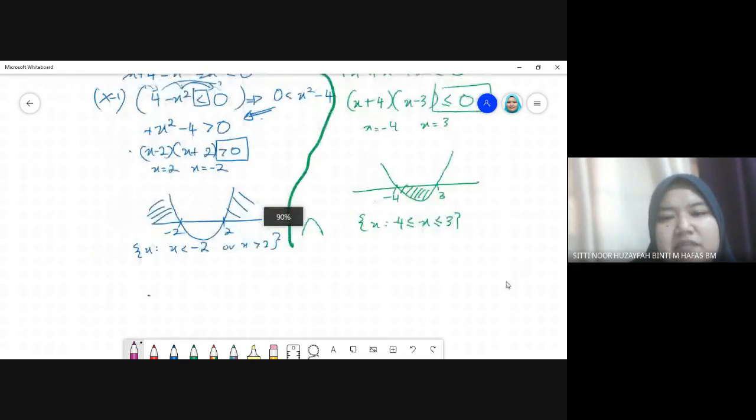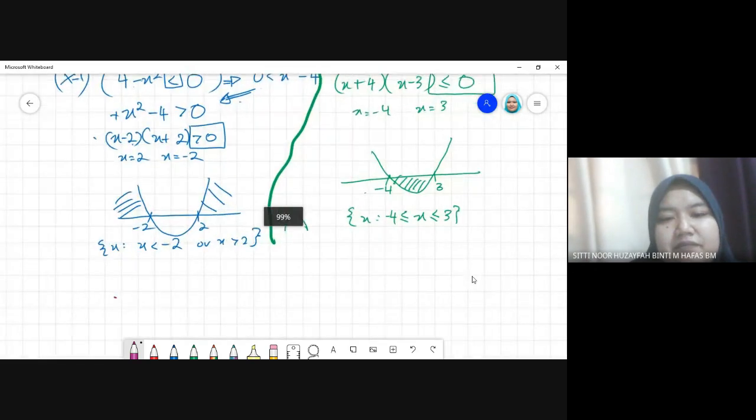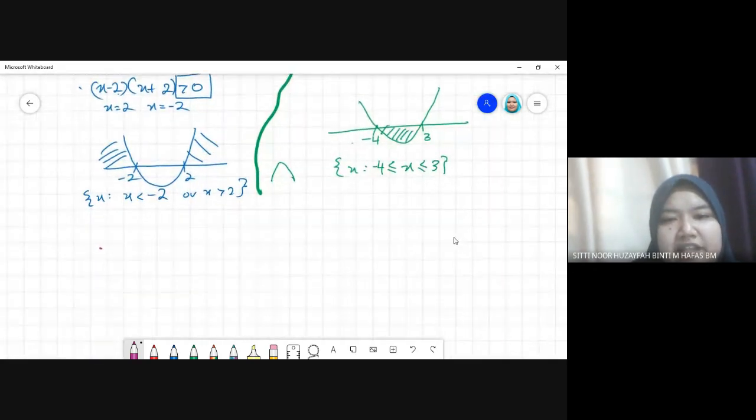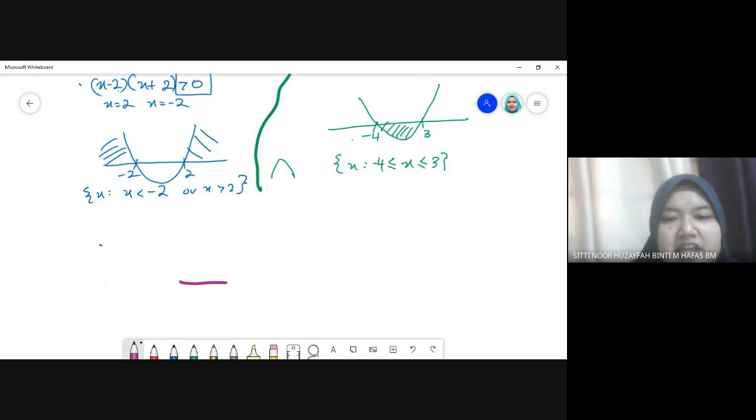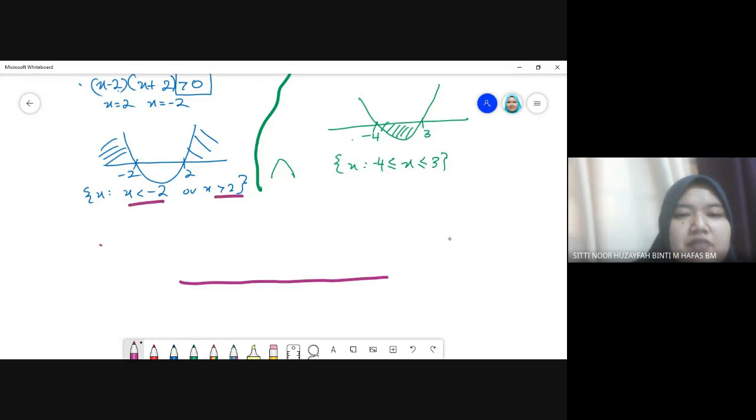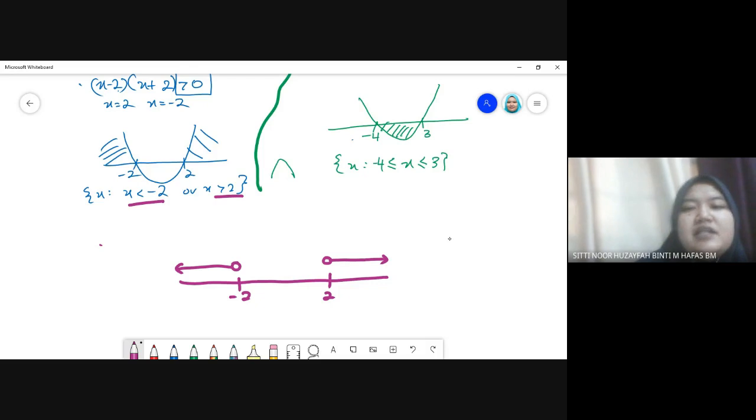Dalam chapter 1 kita dah pernah buat kan? Kita buat number line. So set yang pertama adalah -2 kurang dari x, x kurang dari 2. So kita ada -2 dengan 2. So kurang daripada -2, besar daripada 2. Set yang kedua berada di antara -4. -4 kat mana? Belah kiri ni kan.